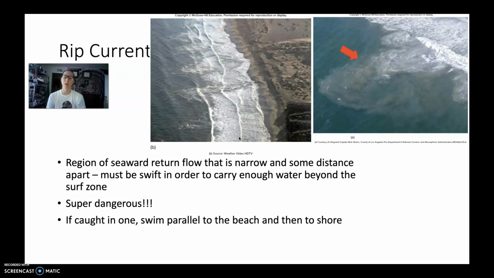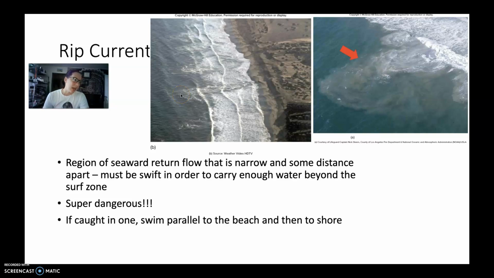If you're ever caught in one, you need to swim parallel to the beach and then to shore. Mother Nature is scary, and she does not care about you at all, and she will drag you out. What happens basically is you don't realize that you're being dragged out. And then you try and swim back in, but you're going against this current that's actively pulling you out. So folks tend to get really tired really quickly and then drown. So super, super dangerous. You'll likely see signs along beaches to say, be cautious of these.